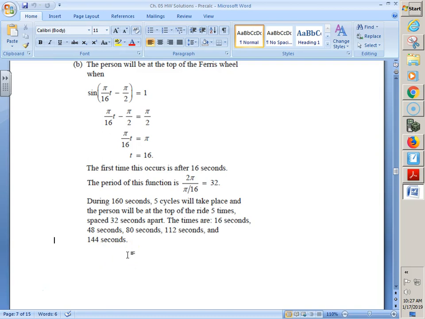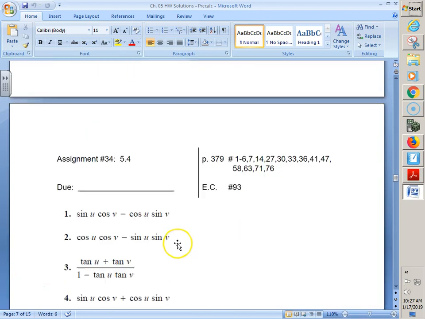All right. I know you didn't like the Ferris wheel problem, but it gives you at least a little bit of practical application as to what we're doing.